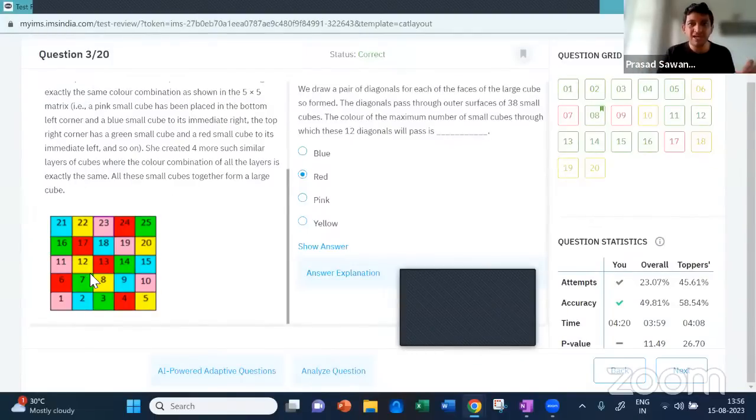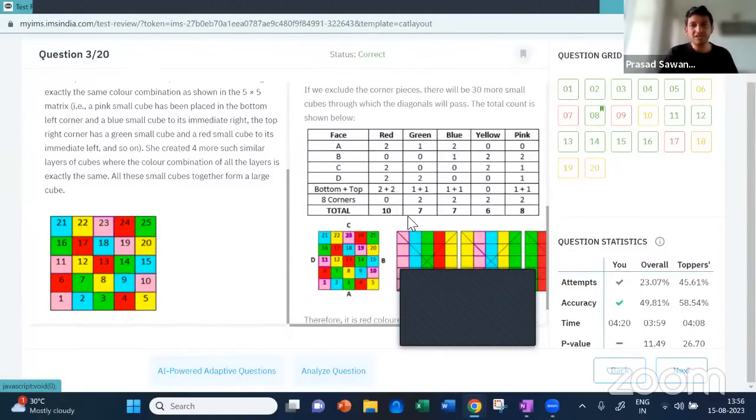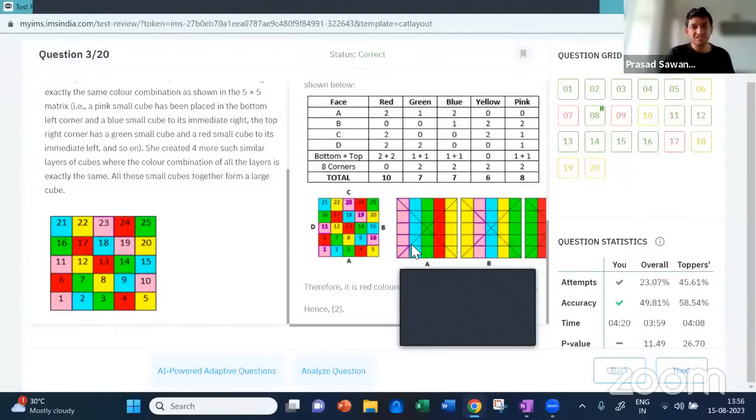I think I messed up the number. I got 10 here. It should be more than 10 as well, I think. Yeah, for red, it should be greater than 10. Oh, it was 10. Fantastic. I don't know how I got it, but yes, I got it somehow.